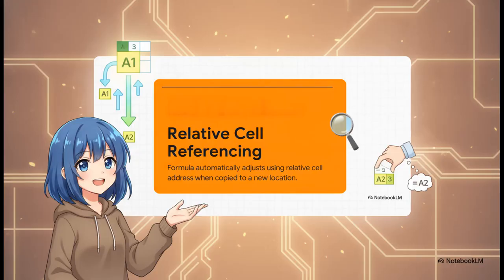Well, by default, Excel uses something called relative cell referencing. This means when you copy a formula to a new location, the formula automatically adjusts using relative cell addresses. If your first formula pointed to cell A1 and you paste it one row down, Excel politely changes it to point to A2 for you. And usually that is exactly what we want.